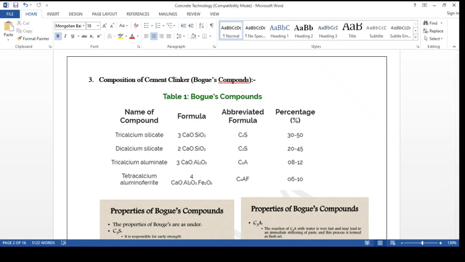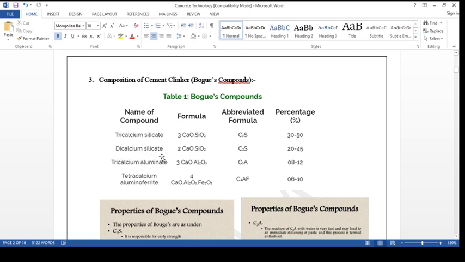Bogue's components. What are Bogue's components? Generally there are 4: Tricalcium Silicate, Dicalcium Silicate, Tricalcium aluminate, and Tricalcium alumino-ferrite. Tricalcium Silicate formula is 3CaO-SiO2, which means 3 times lime to silica. Abbreviated formula is C3S, and the percentage is 30 to 50%.